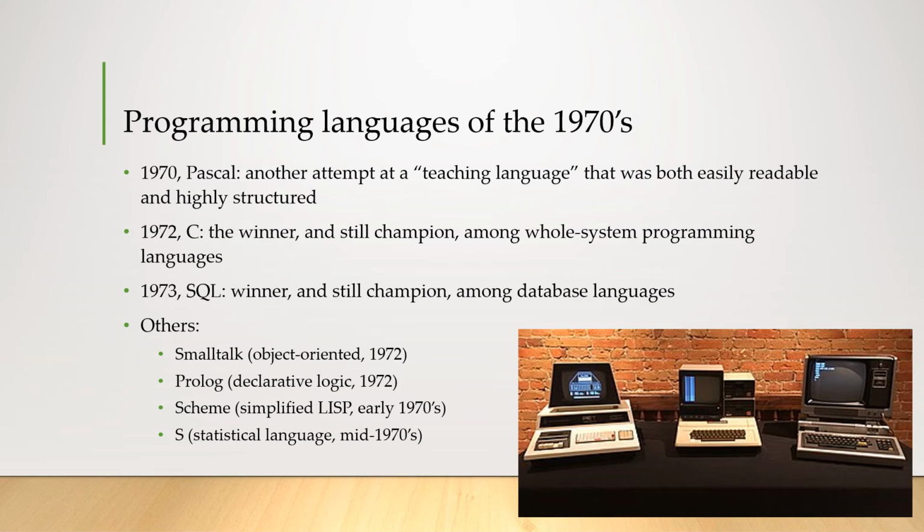The 1970s, we took a step forward in complexity and readability of languages at the same time. Pascal was another attempt at a teaching language, kind of similar to BASIC, but much more structured. C was much less readable than Pascal, but flexible, powerful, and has become kind of the winner and champion among system programming languages. SQL came out in 1973, and that is also kind of a winner and still champion of database languages.